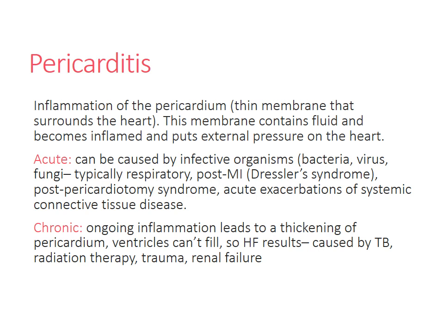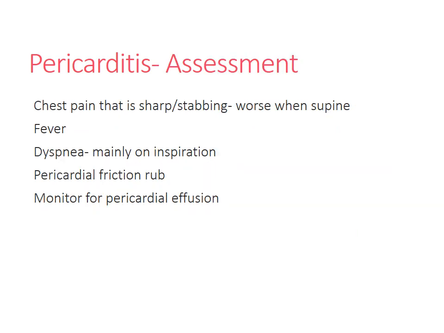So when we have ongoing inflammation, it can lead to the pericardium becoming thicker, and when the pericardium is thicker, the ventricles can't fill as full, so it results in heart failure. And we usually see this in patients that have tuberculosis, patients that have gone through radiation therapy, trauma, renal failure, things like that.